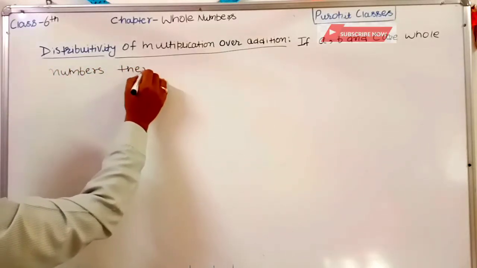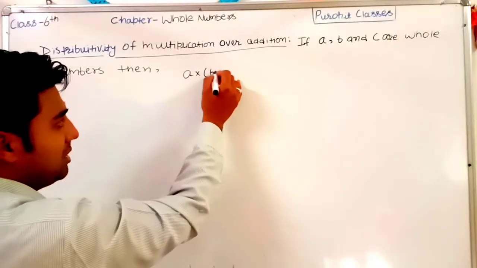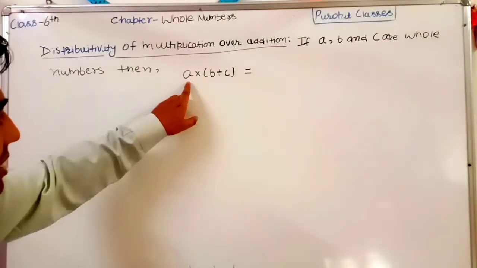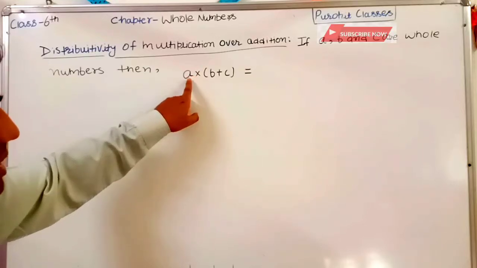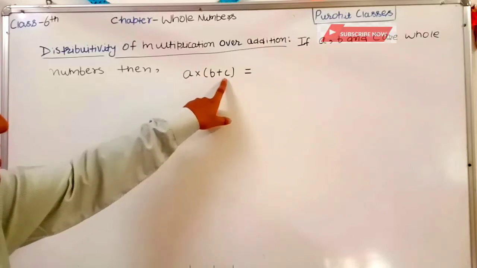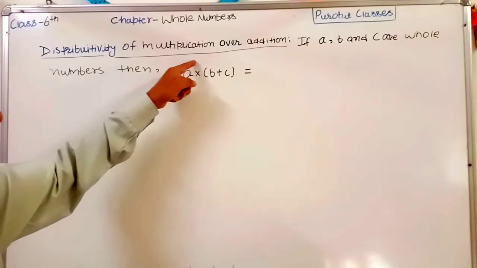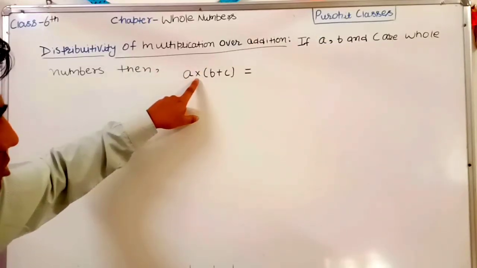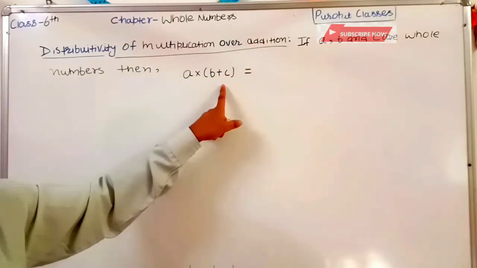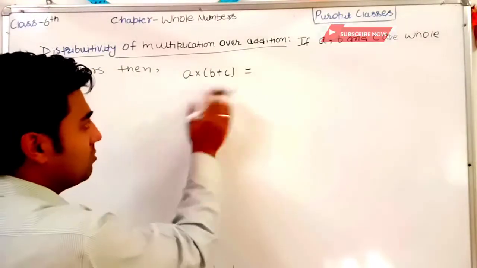then the statement is a multiplied by (b plus c). Pay attention here: we have to multiply a with the addition of b and c. That is why we have to distribute a, which is under the operation of multiplication, with these two terms which are under the operation of addition. So the property is distributivity of multiplication over addition.